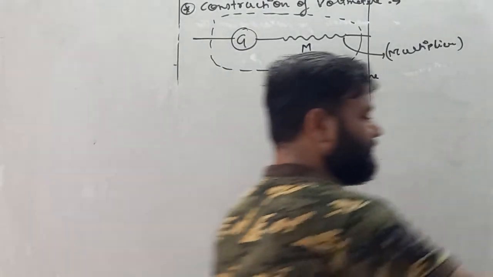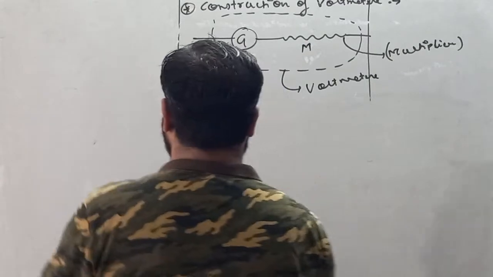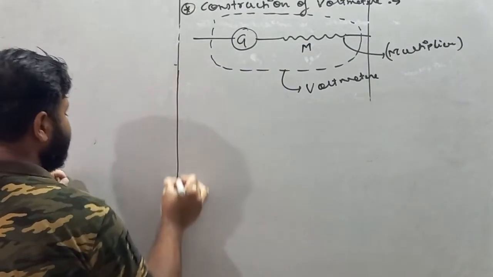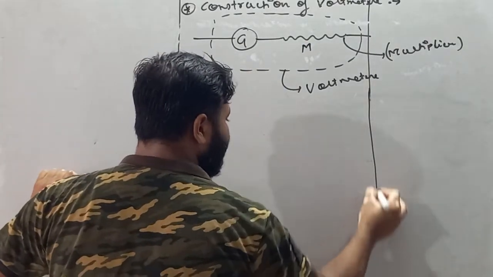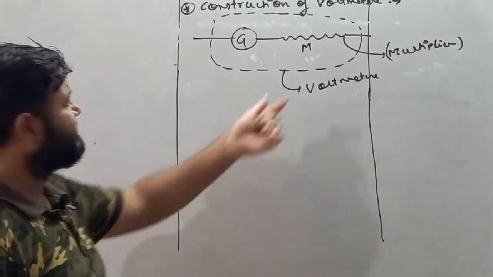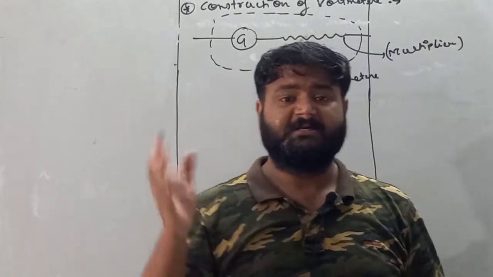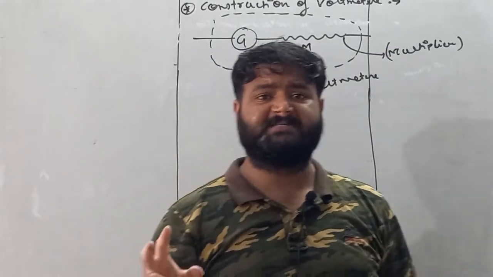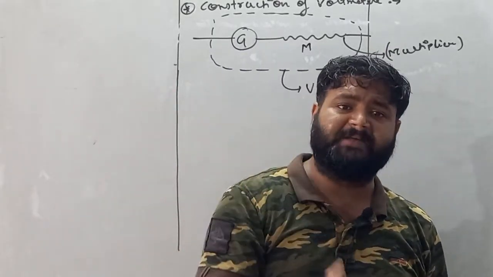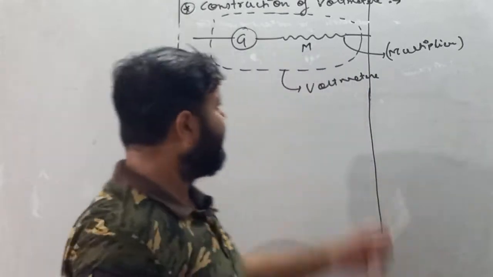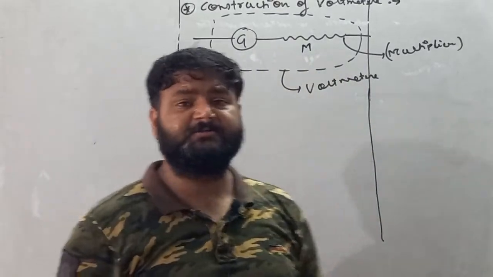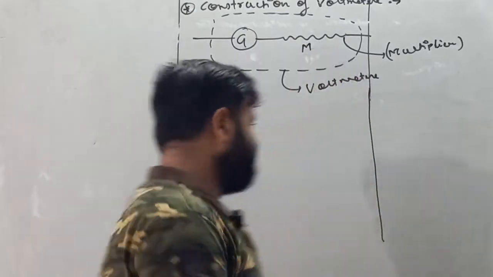So see, my dear student, we are taking a galvanometer whose resistance is G and a multiplier whose resistance is M. Multiplier means high value resistor. Shunt means low value resistor. Shunt is used for making ammeter, whereas multiplier is used for making voltmeter.